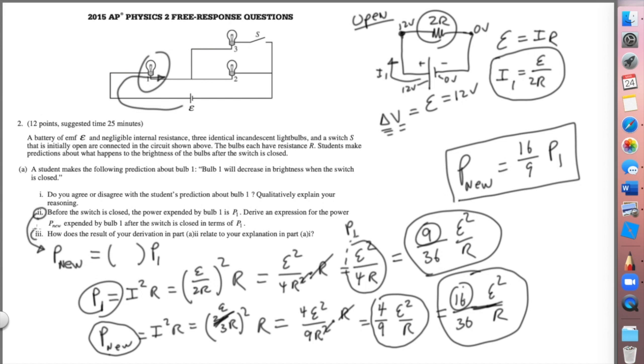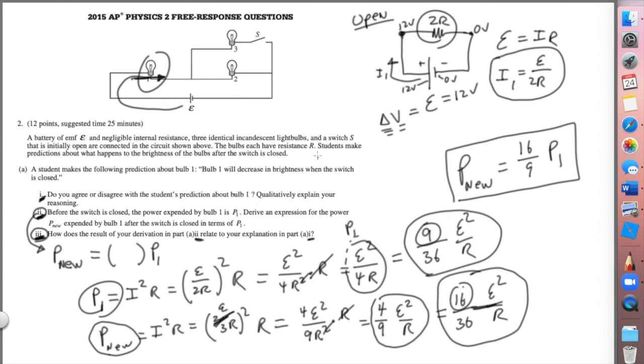And then I love these questions here. The third question: how does the result of part 2 relate to your explanation in part 1? It basically confirms our answer for part 1, because what we said in part 1 is the brightness of bulb number 1 will increase when the resistance of the circuit goes down, and therefore current through bulb 1 goes up. So the answer to this is that our calculation in 2 confirms our answer of 1.